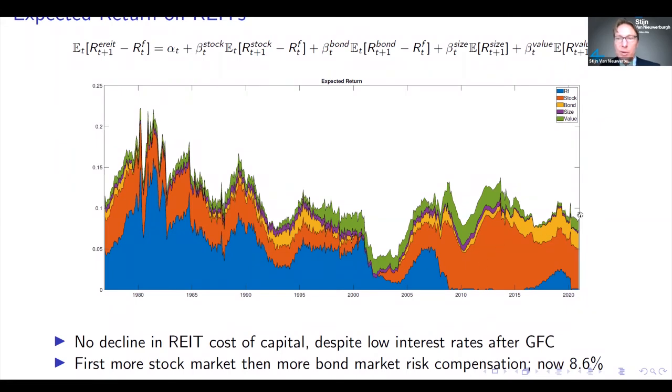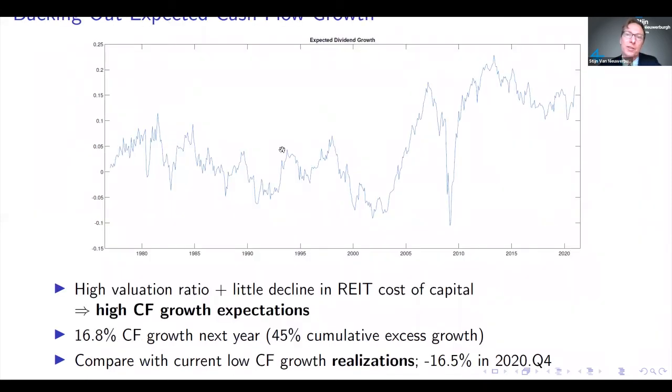And so at the end of the sample, the expected return on REITs, according to this model, is 8.6%. It's a little bit lower than average, but it's not so low as to fully explain the high valuation ratios in REITs. So with this expected return model for REITs, and with the observed valuation ratio for REITs, we can now do the main exercise, which is to combine these two series and back out what the market expects future dividend growth of REITs to be. And this is the main picture in my paper.